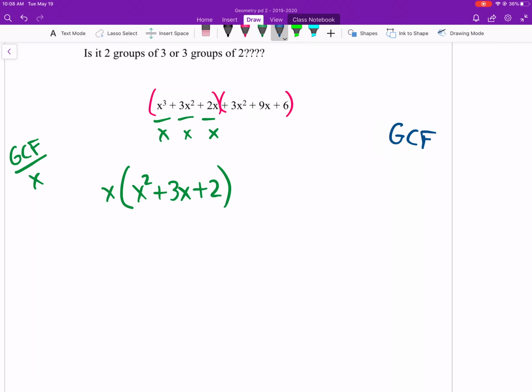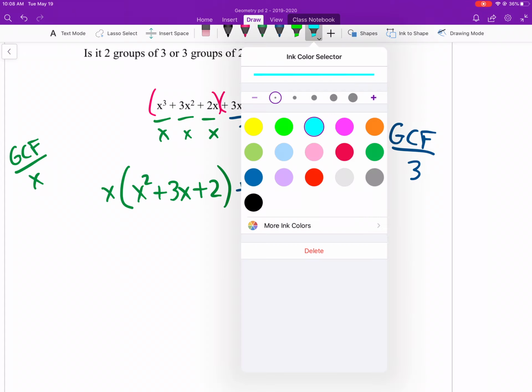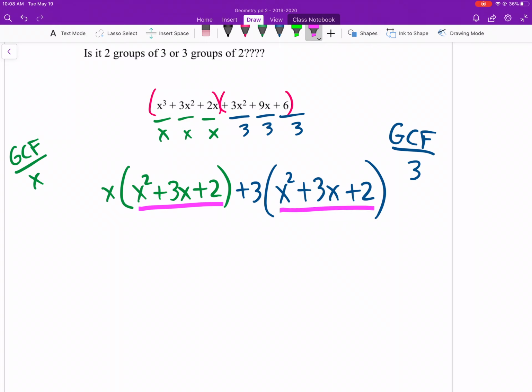Now your GCF for the next group, 3x squared plus 9x plus 6, would be 3. So divide each by 3. So plus 3 out front. What would go in the parentheses? 3x squared divided by 3 is x squared. 9x divided by 3 is 3x. And 6 divided by 3 is 2. Notice how we ended up with that common expression, that common factor in the parentheses.